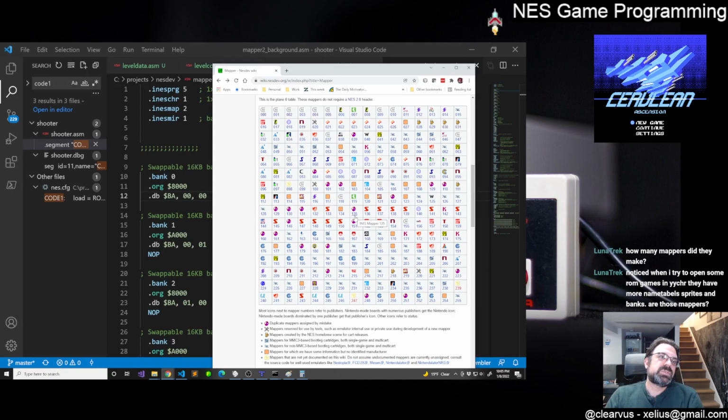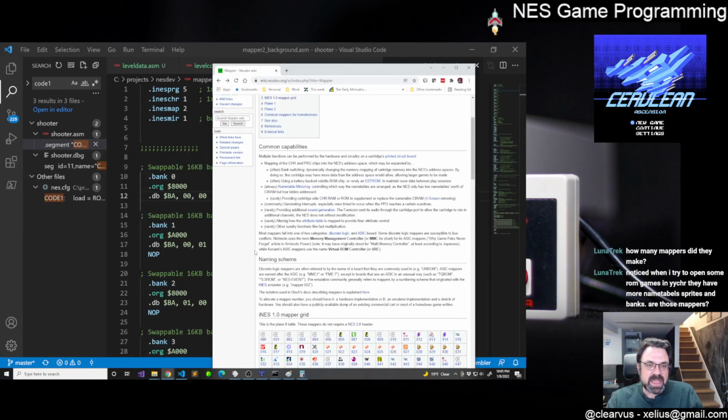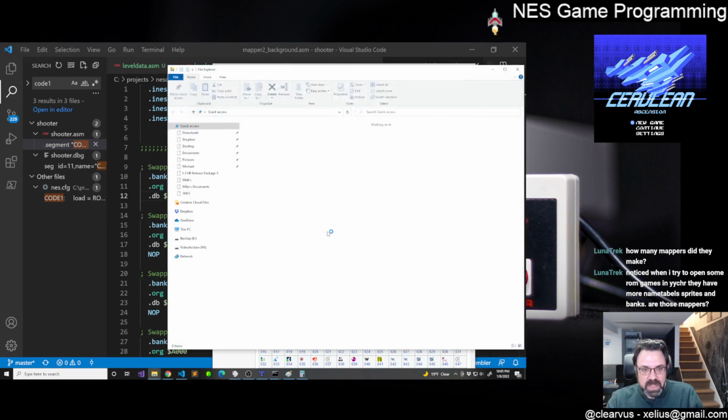When I try to open some ROM games in YYCHR, they have more name tables, sprites, and banks. Are those mappers? Yeah, so what you're actually seeing as a result of the mappers, the ROM file is laid out into whatever chunks make sense for the mapper, whether they're 8K chunks or whatever, and that includes the character data that you might have. We can actually open up a random ROM and take a look at it.